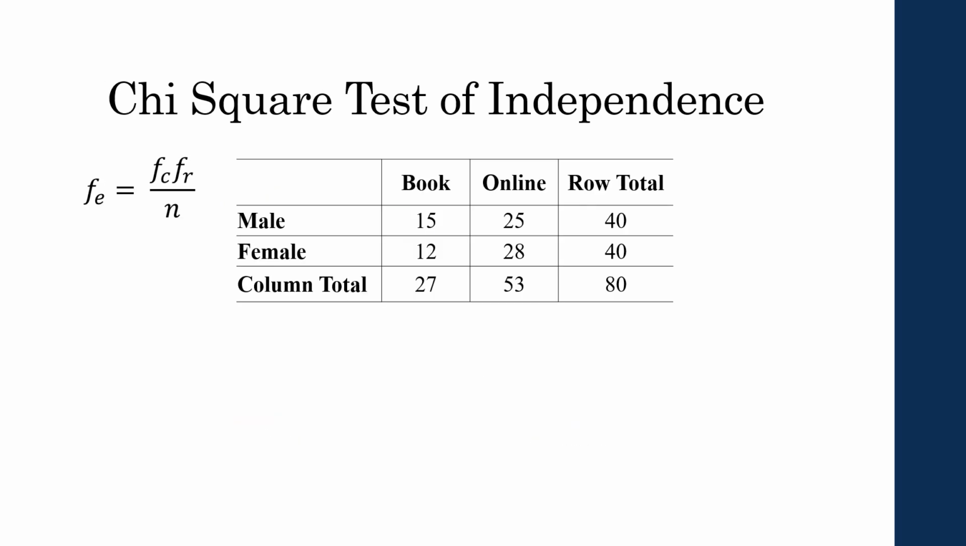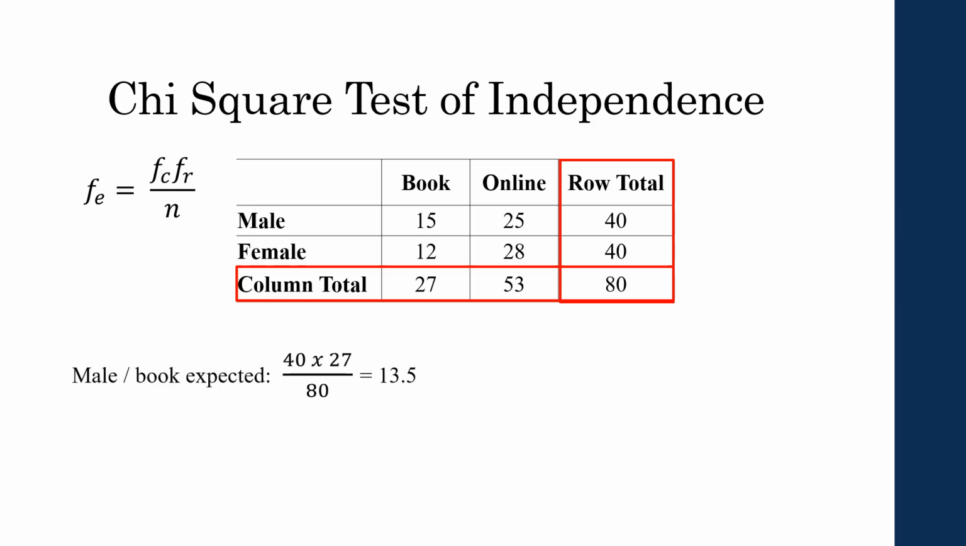From here, let's find the expected values. We add up each of the rows and each of the columns, and then use the equation to find the expected values for each category. So for the male and book expected value, we have 40 in the row total and 27 in the column total. 40 times 27 divided by our total sample size, which is 80, we get 13.5.